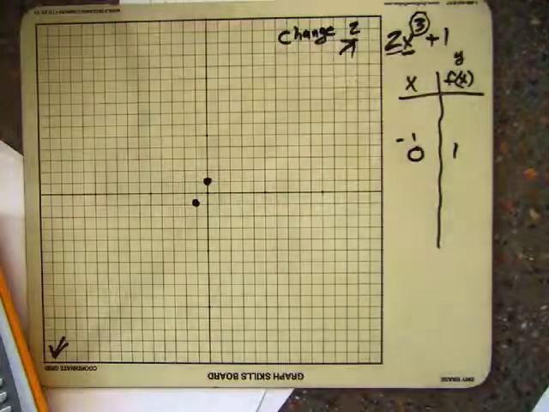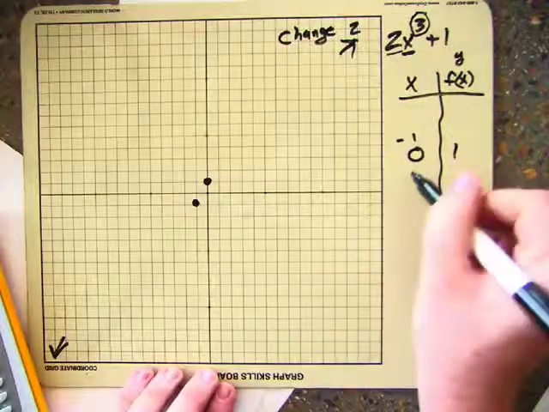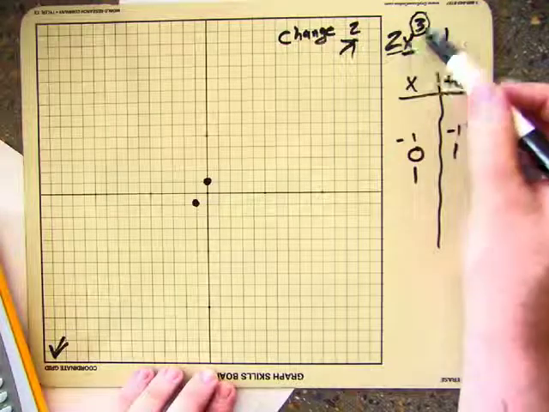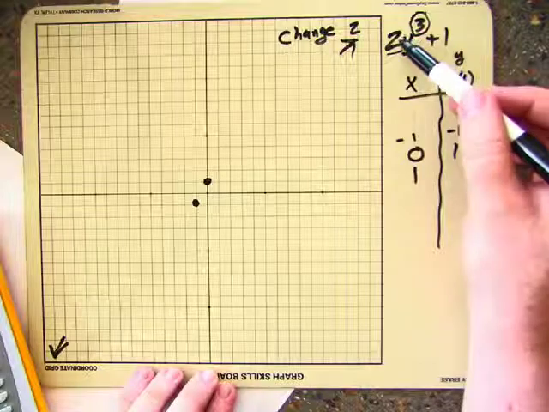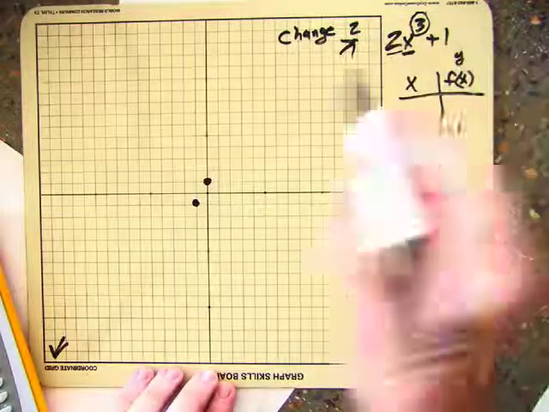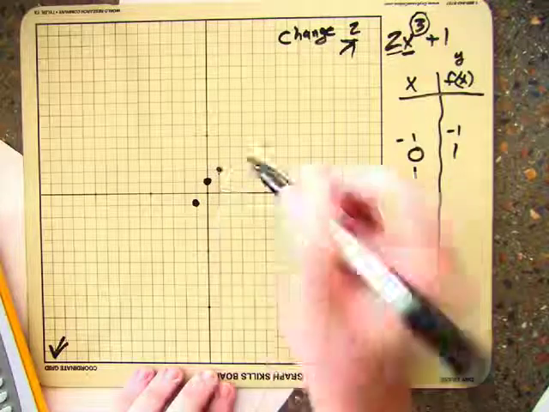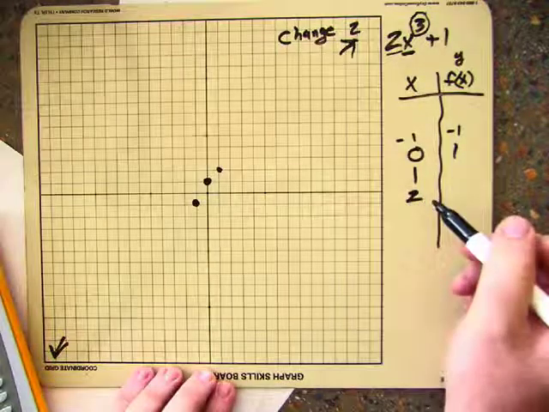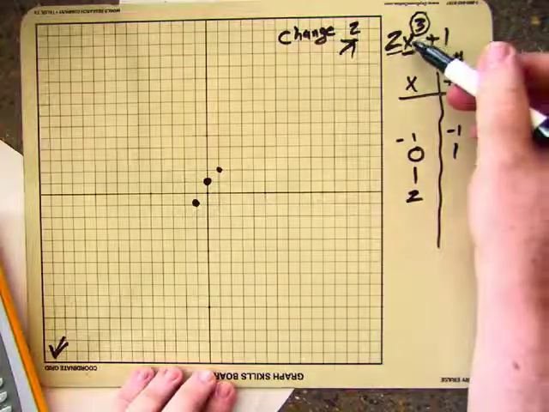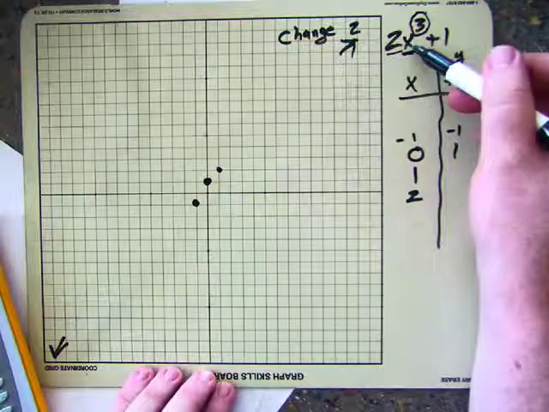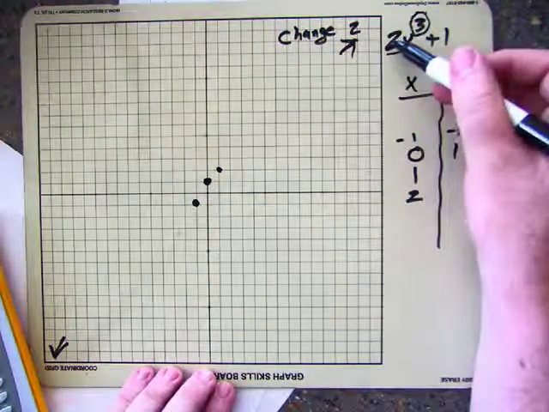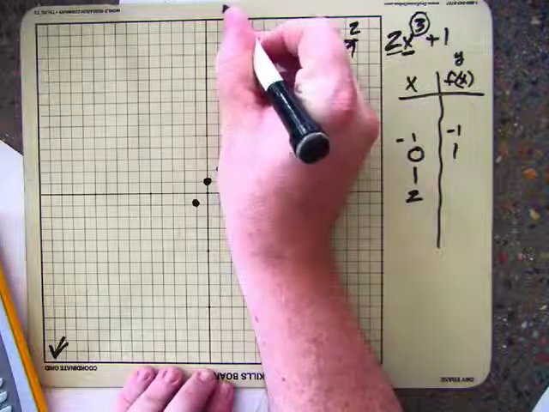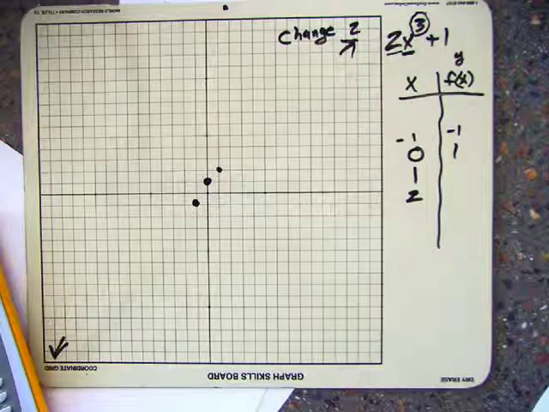Okay, well, let's keep going. Now I want to see what happens when x is 1. 1 cubed is 1. 1 times 2 is 2. Plus 1 is 3. Okay, so I know that's going to go right there. Now what happens when this is 2? 2 times 2 is 4. 4 times 2 is 8. So 2 cubed is 8. 8 times 2 is 16. 16 plus 1 is 17. So that's way up here off the chart somewhere, even beyond where I put that mark.